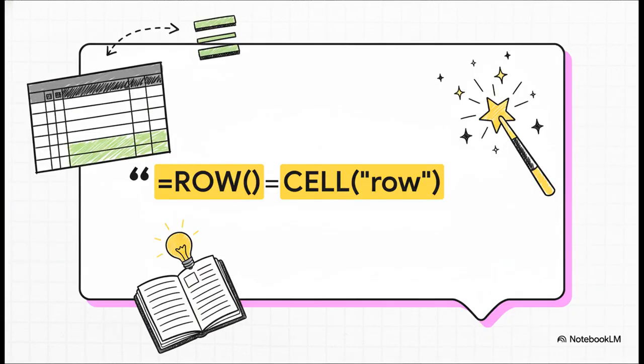Okay, get ready because this is where the magic really happens. This is the formula you need to type in. You ready? It's simply =ROW()=CELL("row"). I'm going to say that one more time so it really sinks in. Equals ROW equals CELL row. That's it. That's the secret.